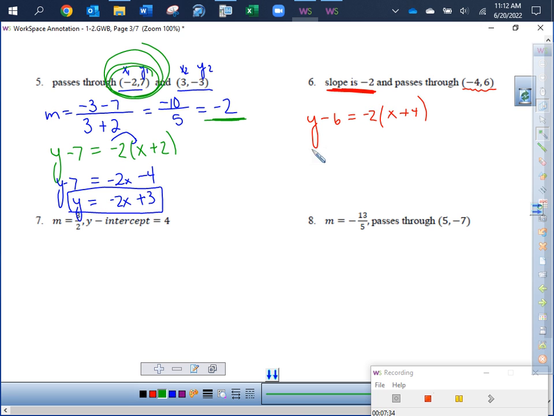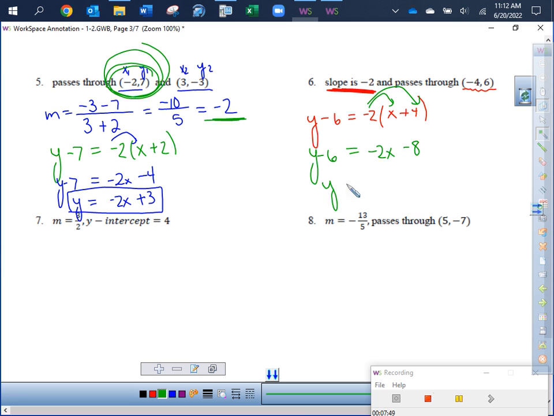Distributive property time. So all this stuff comes down. Boom, boom. You don't need to draw those arrows. I just do that for your benefit so you can see what I'm doing. I'm doing the distribution right there. And then we will add 6 over to give us a final.